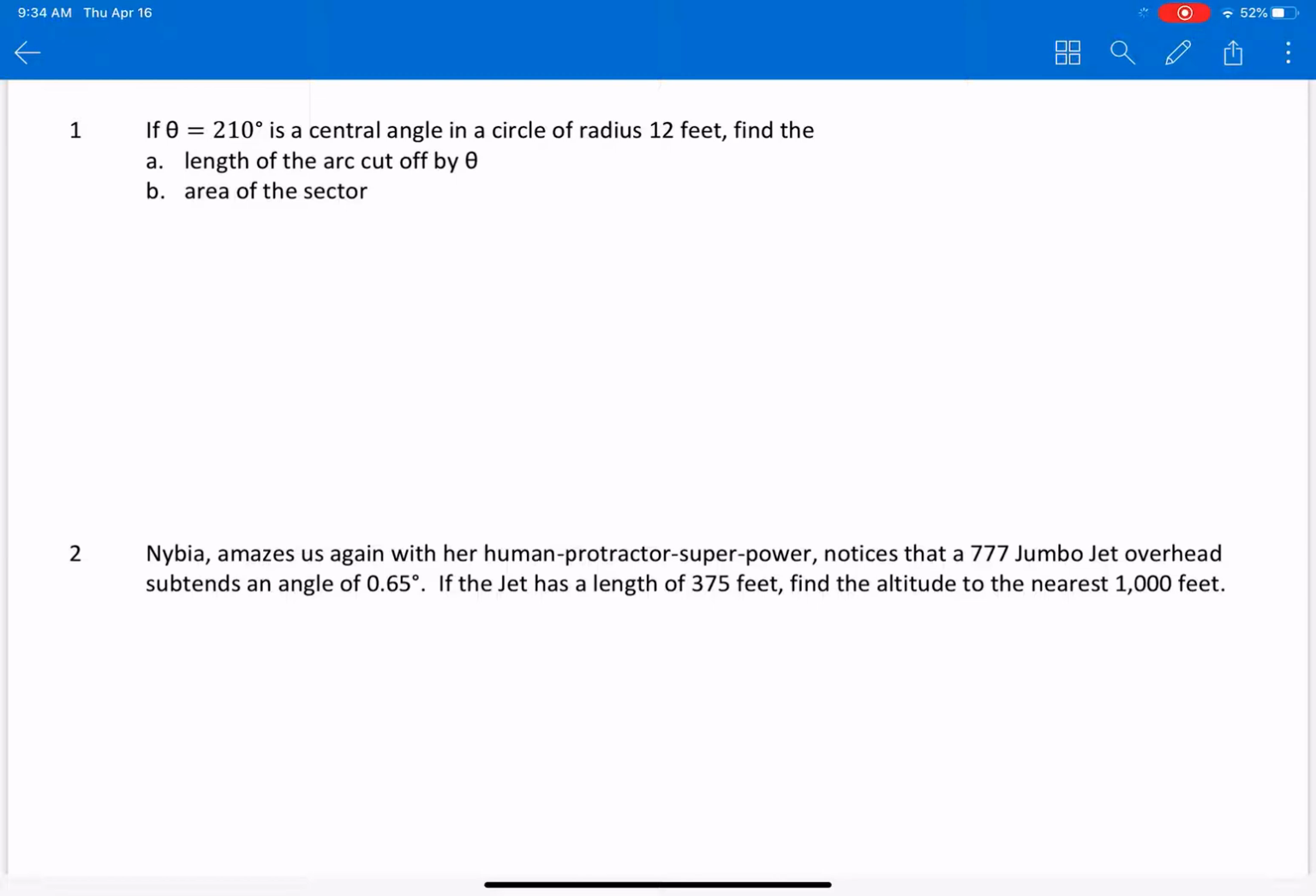This is my last-ditch effort to make sure everybody's on board with this idea of arc length and sector area. I don't know if I didn't take it slow enough, or if everybody's just being bombarded with lots of work. If you already know this stuff, you're going to be able to blast through this assignment in literally a minute or two. If you're struggling with this, the purpose of this video is to walk you through step by step exactly how to do these.